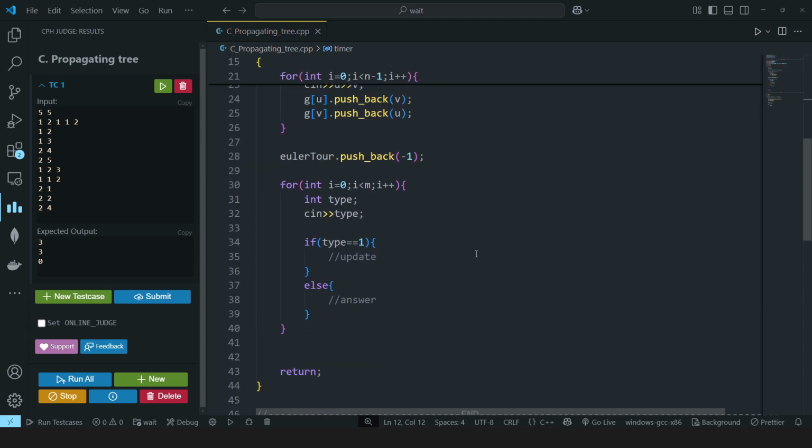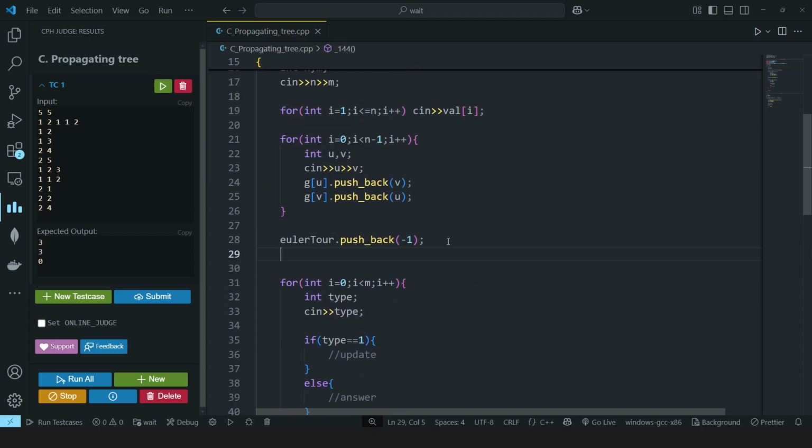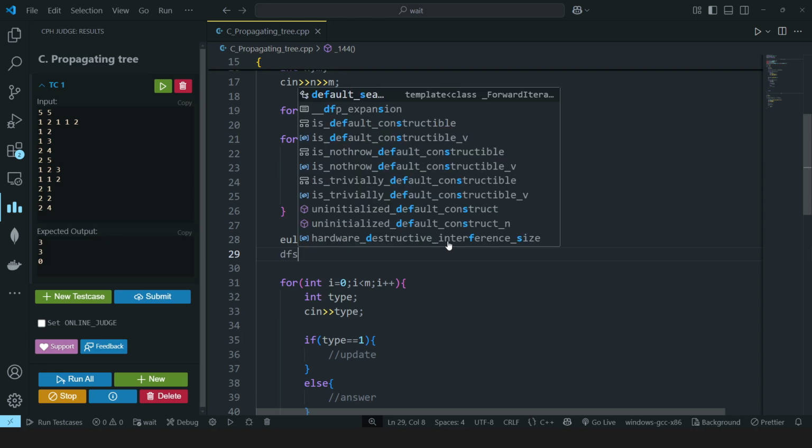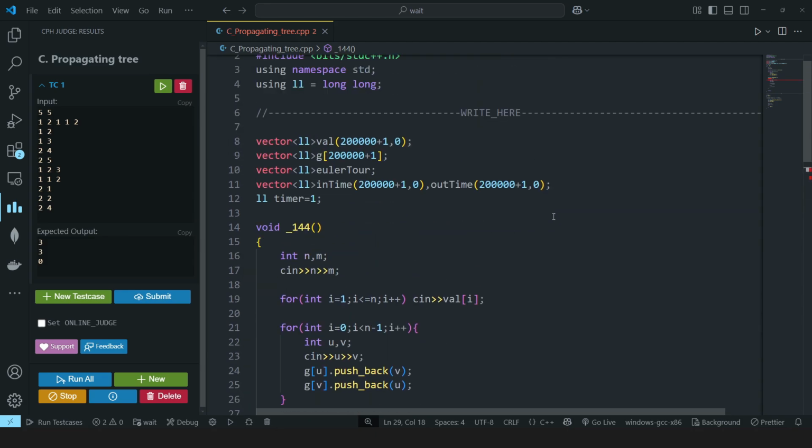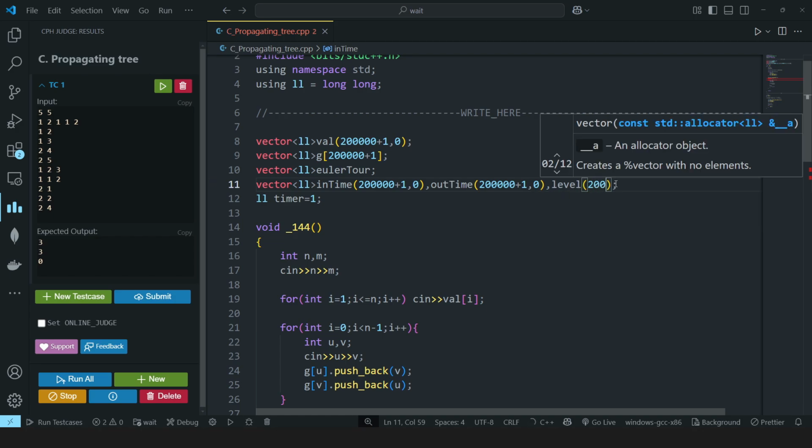And now once I have written this, I think I should start my Euler tour operation. So I will call the DFS for the Euler tour, that is the Euler DFS, and I will start from the root node obviously. What is the parent of the root node? There is no parent for the root node, so I will take minus 1 as an arbitrary value. Since I also have to store the level for each of these nodes, if you remember, I will also use a level array here, which will be of this size only.